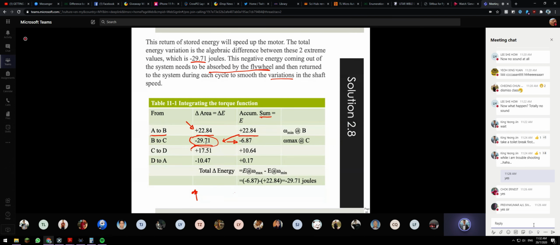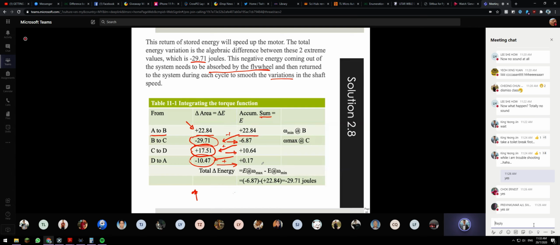We plug in here. So again, this one plus this one, so we get positive 10.64. Again, this one plus this one plus negative 10.4, then we will get this 0.17. Okay.